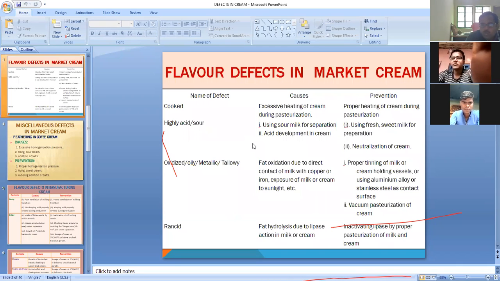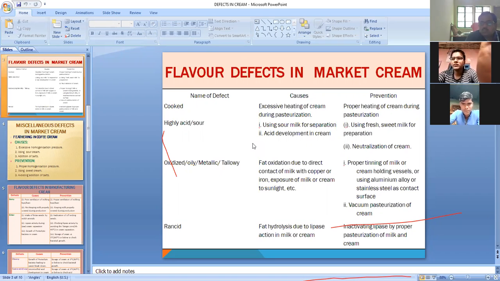Similarly, rancid flavor, from the flavor point of view, is the most unacceptable flavor among consumers. So it must be absent in the cream. If you send it into the market and want proper acceptability of the cream, then the cream must be free from rancid flavor. So how may this arise?